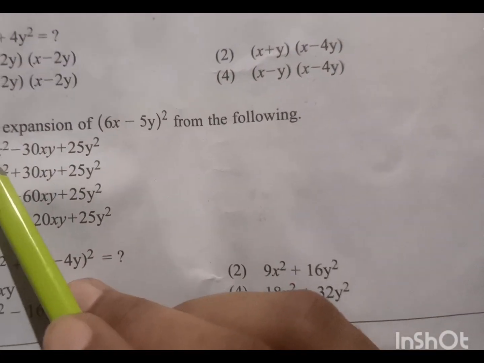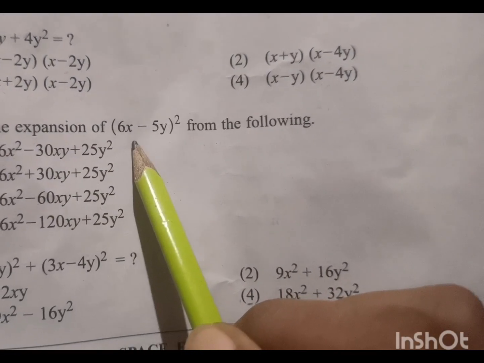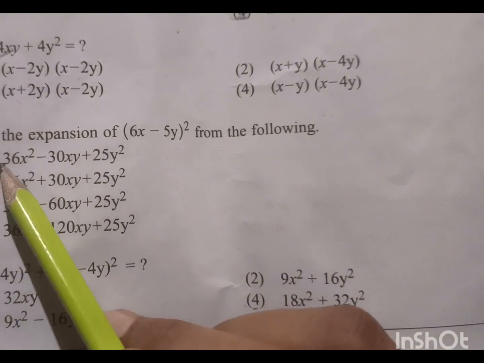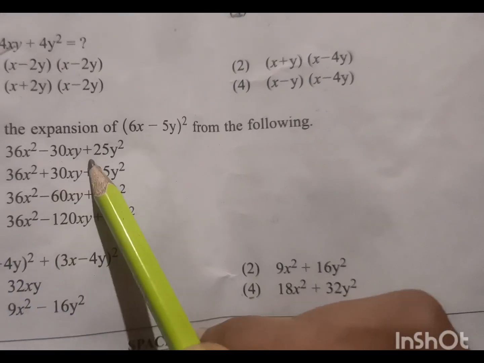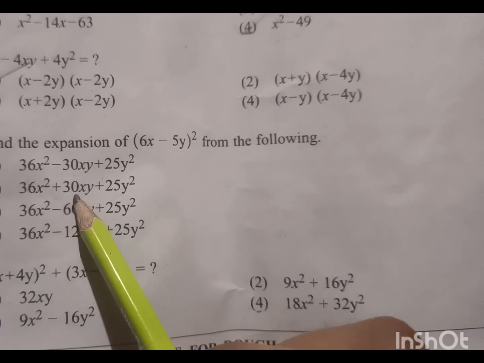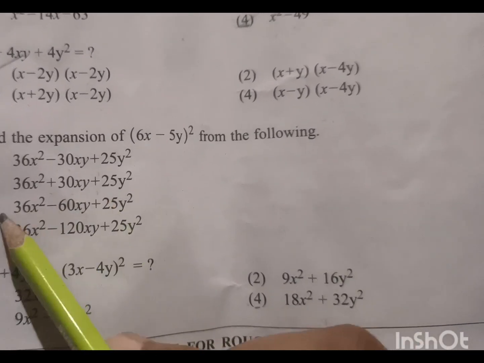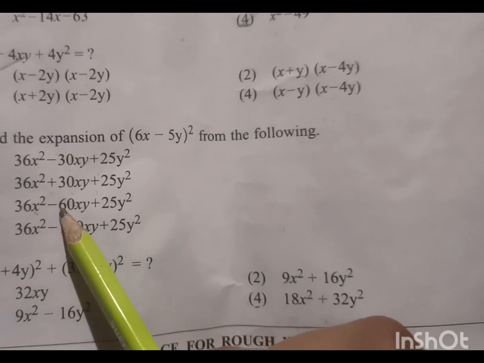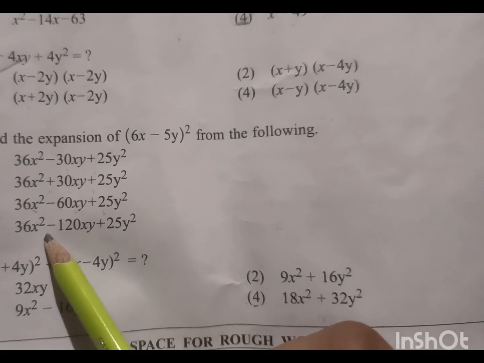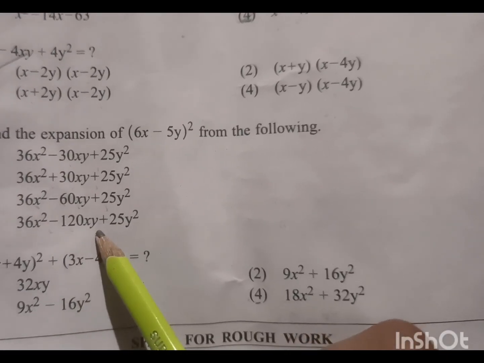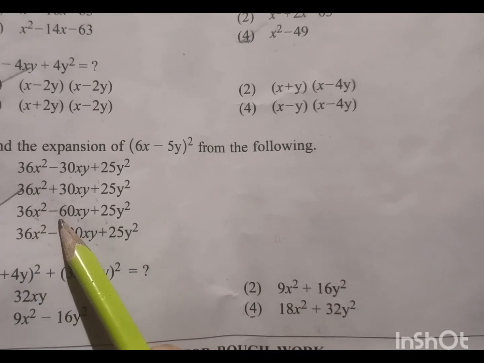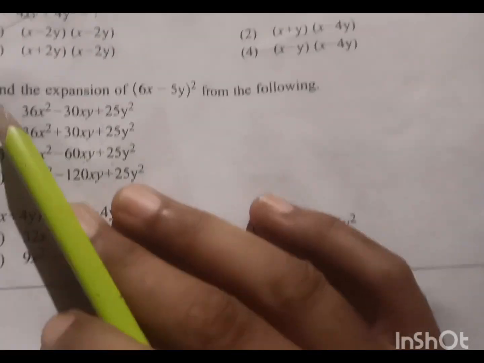Question number 61. Find the expansion of (6x minus 5y) whole square from the following. Option 1: 36x square minus 30xy plus 25y square. Option 2: 36x square plus 30xy plus 25y square. Option 3: 36x square minus 60xy plus 25y square. Option 4: 36x square minus 120xy plus 25y square. Option number 3 is the correct answer, 36x square minus 60xy plus 25y square.